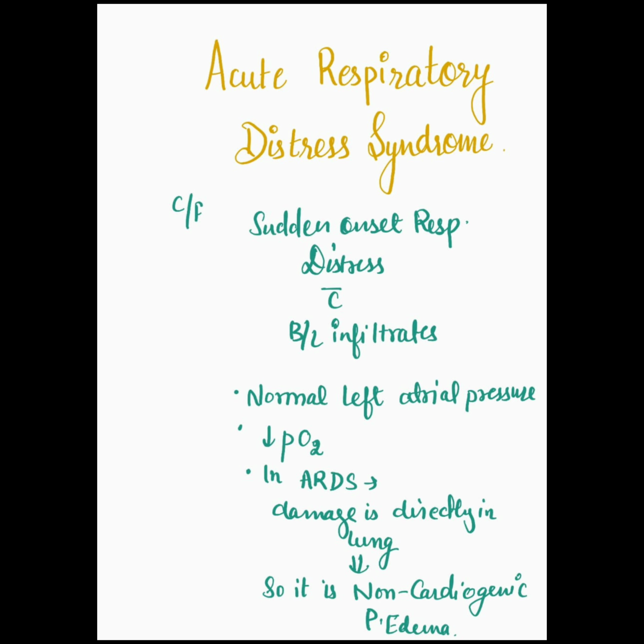Coming to the clinical features, there will be sudden onset respiratory distress with bilateral infiltrates. Okay, in chest x-ray we can see that. There will be normal left atrial pressure, because we saw left atrial pressure increases due to left ventricular failure when there is a cardiogenic cause. So ARDS occurs due to a non-cardiogenic cause. So there will be normal left atrial pressure, and we see decreased PO2 due to hypoxia. So in ARDS, damage is directly in the lung. That is why it is called non-cardiogenic pulmonary edema.